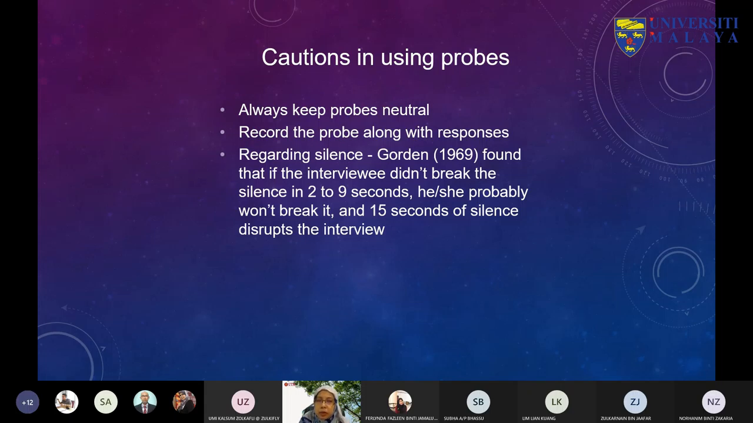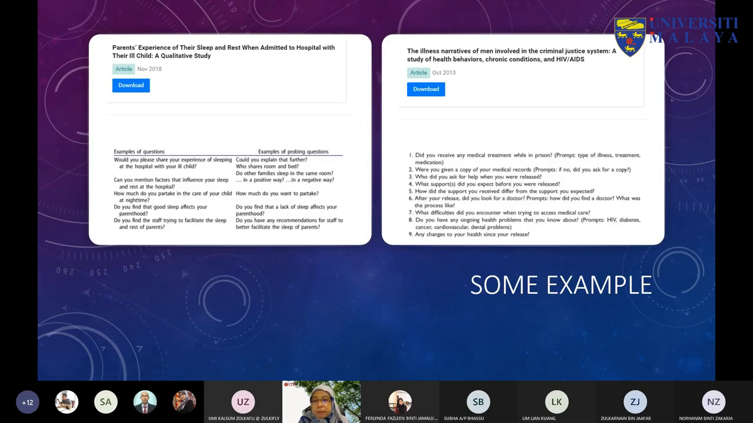When you do the transcript, the detailing should come in, like the person not answering, silent for 5 seconds. You need to put that inside your transcript as well, because sometimes it gives some info. According to Gordon, if they do not break the silence between 2 to 9 seconds, or if they do not answer your question after 15 seconds, they don't want to answer it, or you can repeat it a second time, but don't push it after the second time. Through my experience, that will be the limit. Maximum, you can try a second time, and if they don't give you the answer, that means they don't want to answer the question.